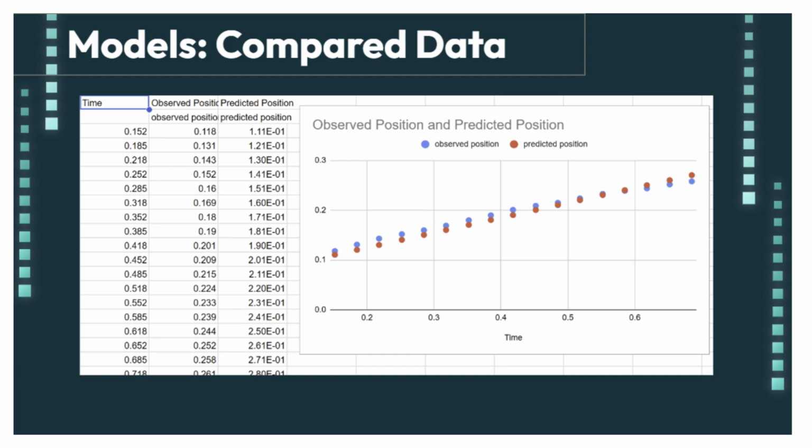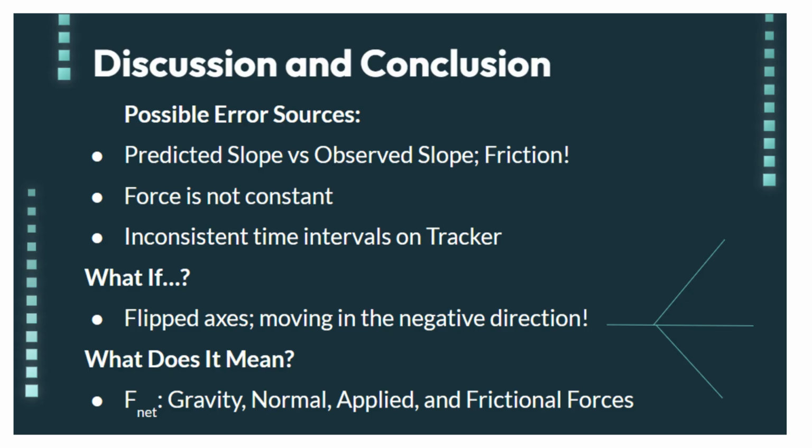As you can see, the observed position is a little bit above the prediction at the beginning and a little bit below at the end, whereas the predicted position is in a straight line. Finally, we have discussions and conclusion. Some possible error sources could be the predicted slope versus the observed slope. Friction is real in real life as a result of the table and the marker having contact, versus the predicted slope, which has an assumption that there is no friction.